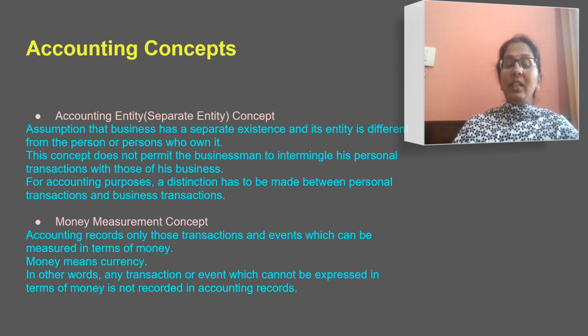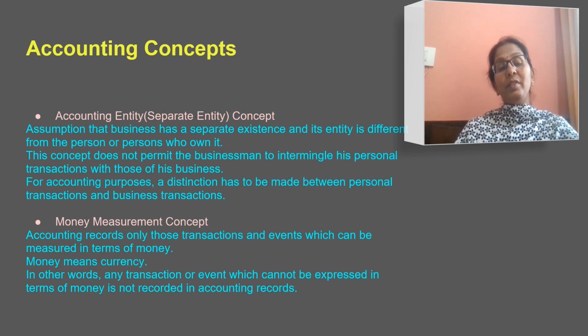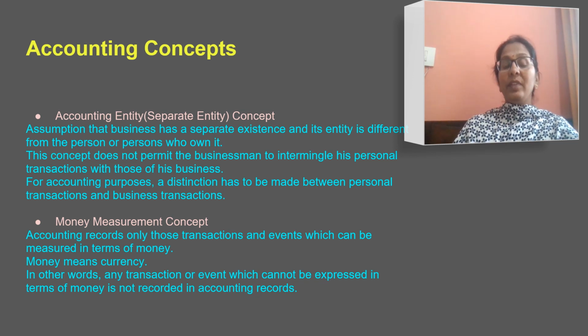Whenever any business event happens between the businessman and the business, we separate it. For example, when money is invested by the owner, we show it as capital. Whenever cash is withdrawn from the business, we show it as drawings. If the withdrawal is in the form of goods, we show it as drawings in the form of goods. Separating the business transactions from the personal transactions, we call it the separate entity concept.